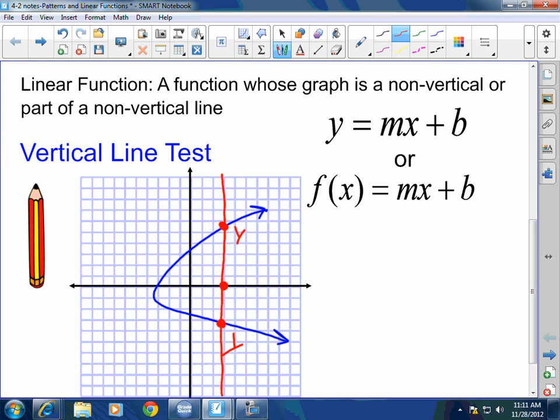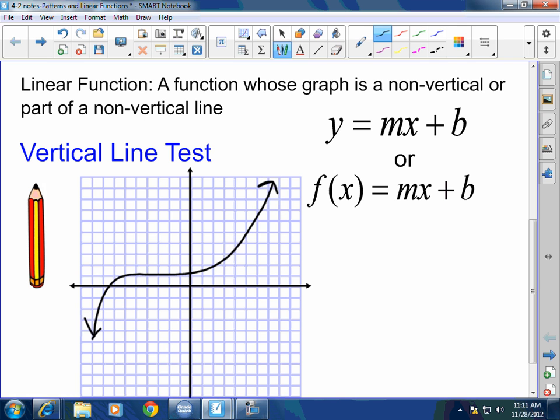Now, I have a little pencil here because you guys can use your pencil to determine whether or not a graph is a function using the vertical line test. For example, let's say, guys, I give you this graph right here.